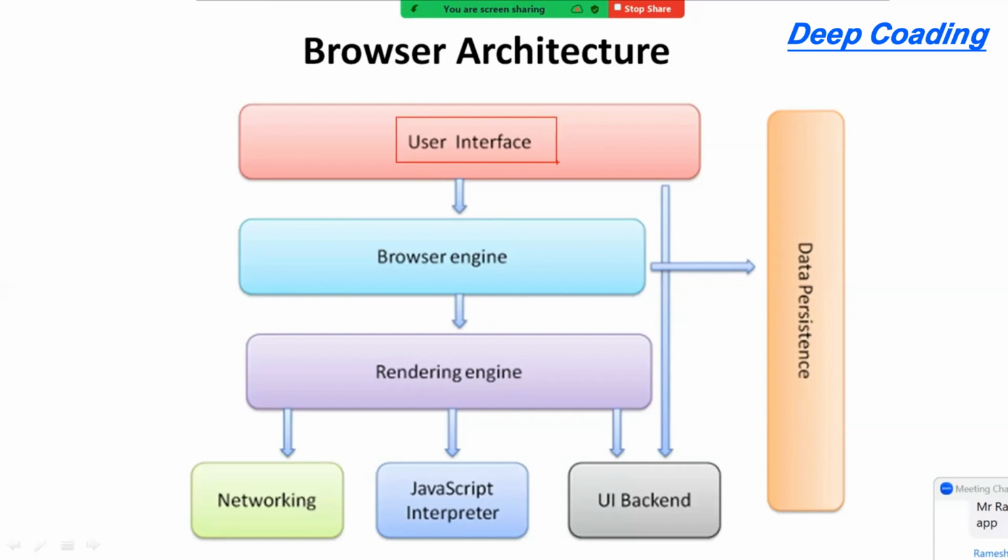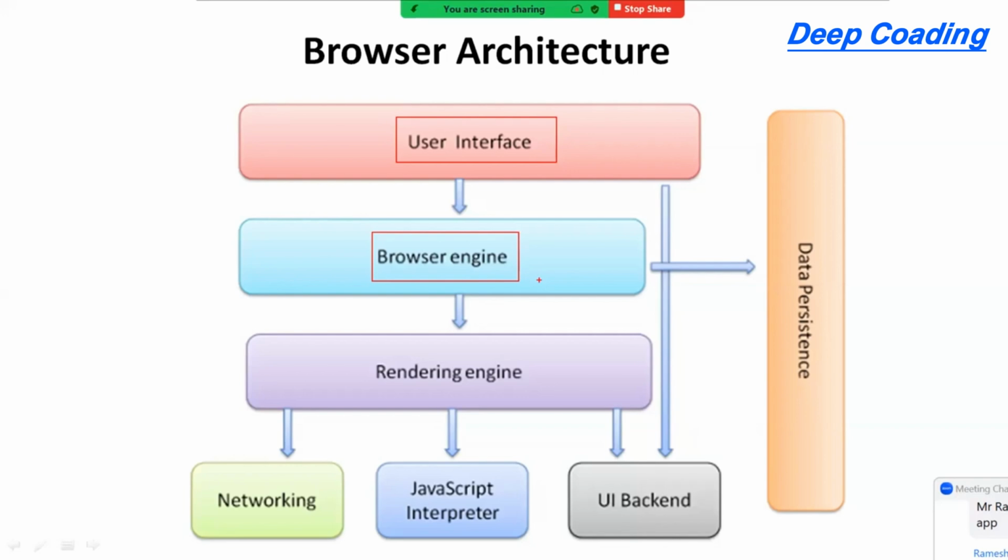Every browser has two engines: one is the browser engine, another is the rendering engine. The difference is that the browser engine is responsible for translating your HTML. Whatever markup you have written is translated by the browser engine. How it translates, I will explain. How this engine works, I will show you.